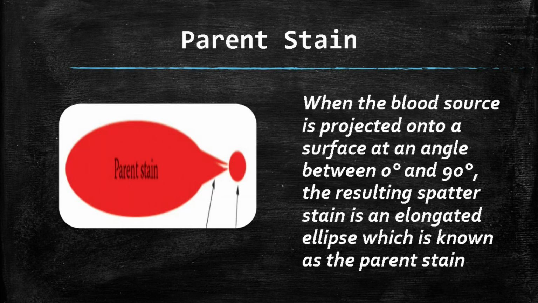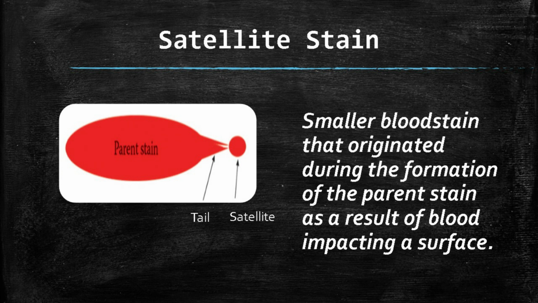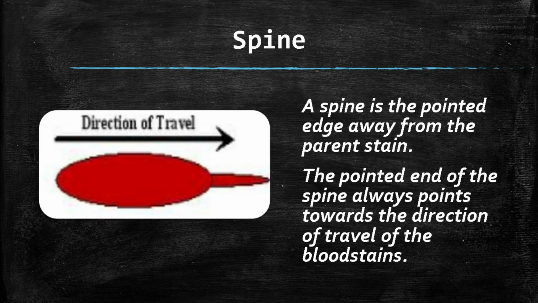When the blood source is projected onto a surface at an angle between 0 and 90 degrees, the resulting spatter stain is an elongated ellipse, which is known as the parent stain. A satellite stain is a smaller bloodstain that originated during the formation of the parent stain as a result of blood impacting a surface. A spine is the pointed edge away from the parent stain. The pointed end of the spine always points towards the direction of travel of the bloodstain.